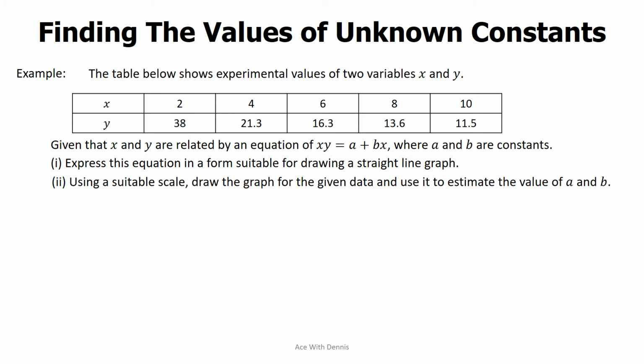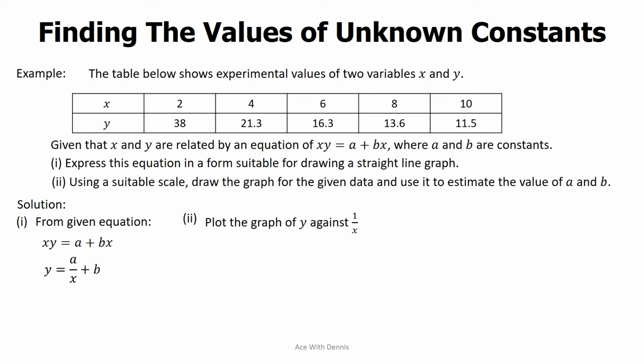2. Using a suitable scale, draw the graph for the given data and use it to estimate the value of a and b. So here is the solution. Number 1. From the given equation, xy equals a plus bx, y will be equals a over x plus b. So now we can plot the graph of y against 1 over x, because the capital Y is the y, the capital X is 1 over x, the gradient is a, the c is b.